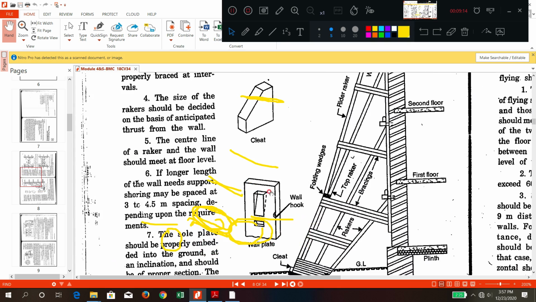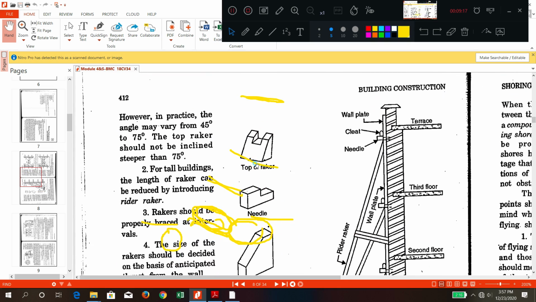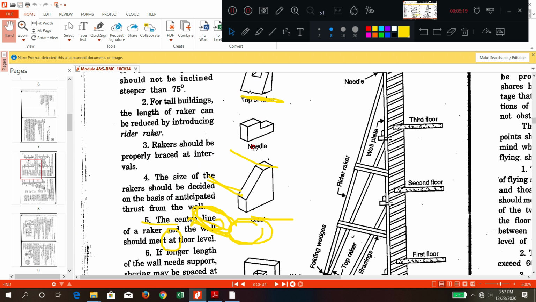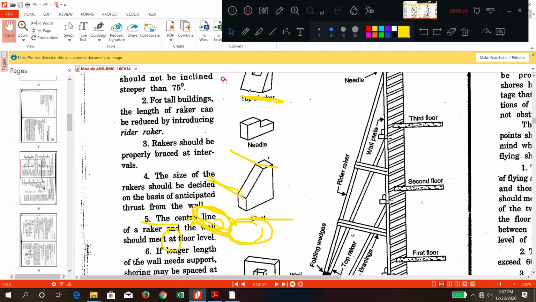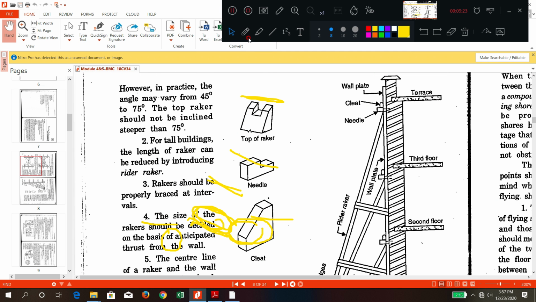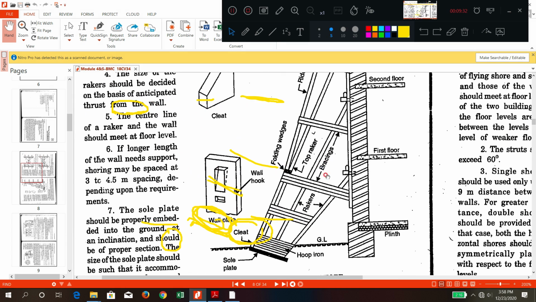Some important points. Here you can see the angle of inclination is generally kept 45 degrees to 75 degrees. What is the angle? This is the angle. So this is 45 degrees to 65 degrees.